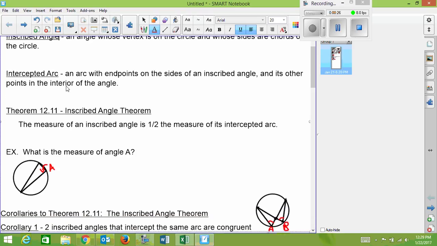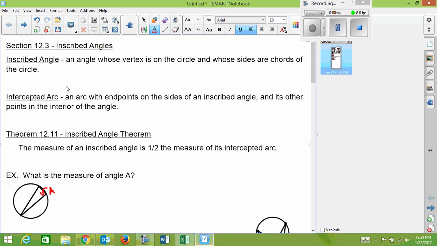And then we have theorem 12.11, the inscribed angle theorem. That states that the measure of an inscribed angle is half the measure of its intercepted arc. For my example here, I have: what is the measure of angle A? So I have an inscribed angle here because the vertex is on the circle and the sides are the chords. That's what this says right here. Intercepted arc, an arc with endpoints on the sides of an inscribed angle. So right here is the intercepted arc of this example.